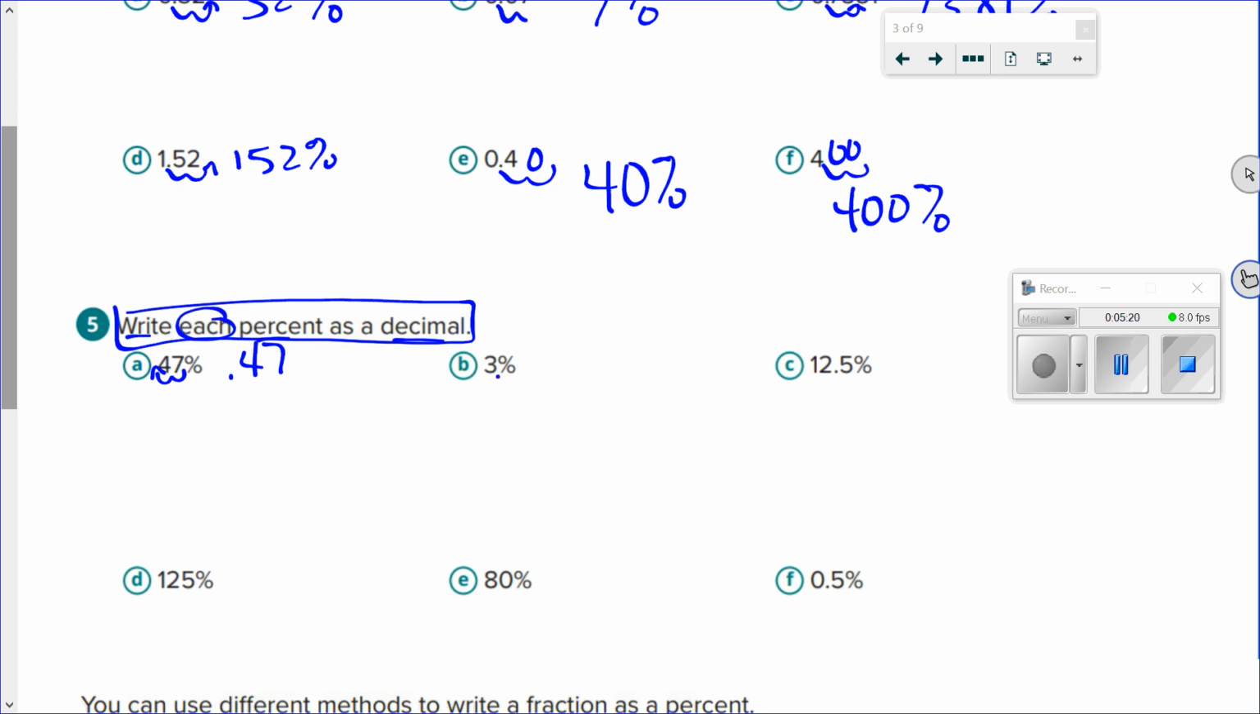So I start wherever my decimal is and I move it twice. Again, empty buckets get a 0. Doesn't matter where my decimal is. I just start there. I move it twice, regardless of where it is.